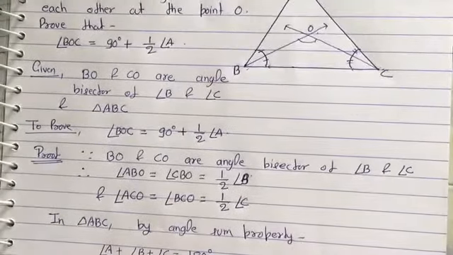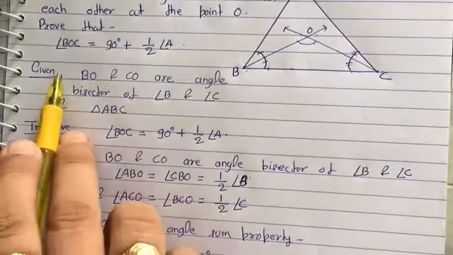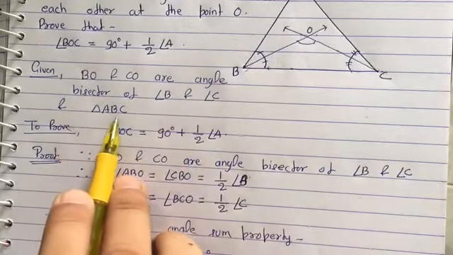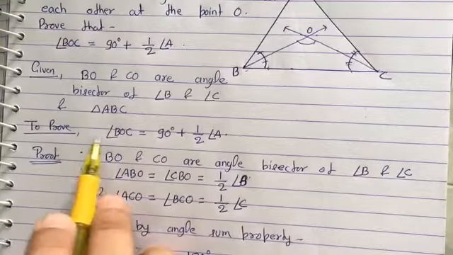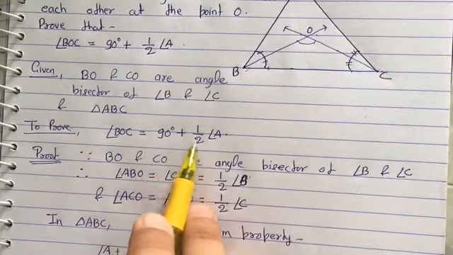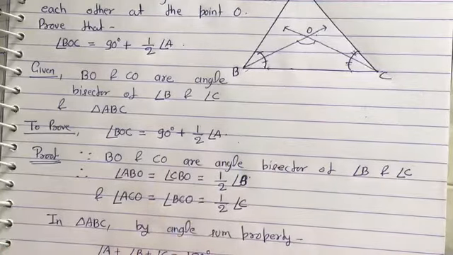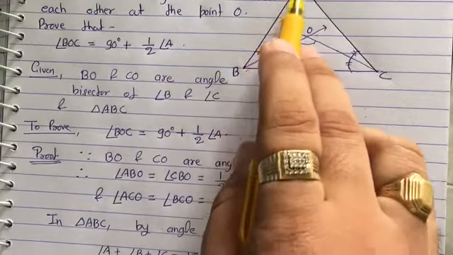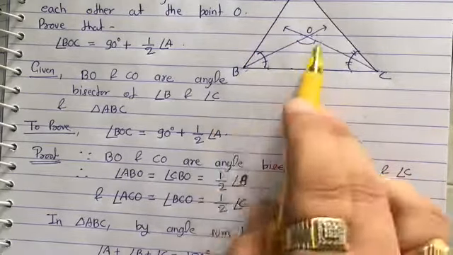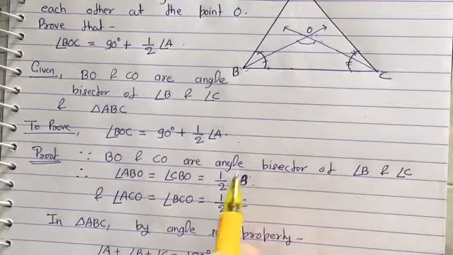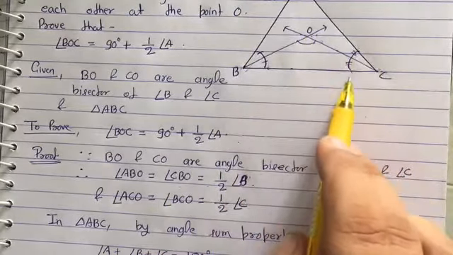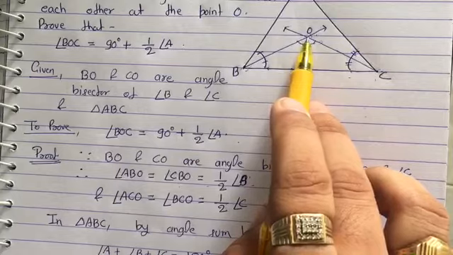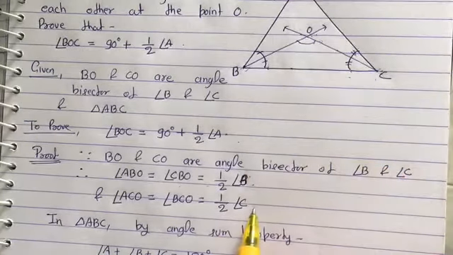What is given? BO and CO are angle bisectors of angle B and angle C, and triangle ABC is given. What we have to prove? Angle BOC is equal to 90 plus half angle A. Proof: if BO is a bisector of angle B, then angle ABO is equal to angle CBO is equal to half angle B, and CO is a bisector of angle C, so angle ACO and angle BCO are equal to half of the angle C.